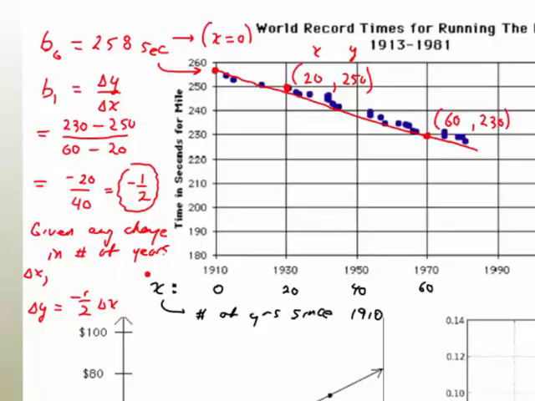So it says given any change in time in years, to get the change in miles per second, you would multiply that by -1/2. So if 2 years go by, multiply by -1/2, the mile time comes down 1 second. If 10 years goes by, multiply by -1/2, mile time comes down 5 seconds, -5. So given any number of change in years, the change in the world record is -1/2 times that change in years. Does it make sense?